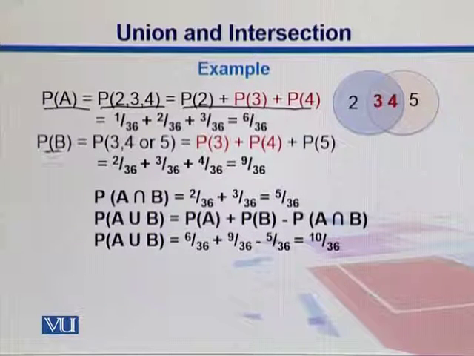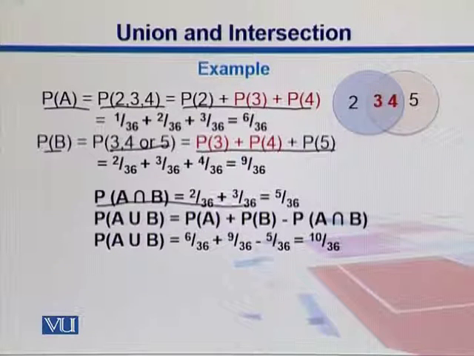In event B, the outcomes are 3, 4 or 5. We add up their probabilities and get 2 by 36 plus 3 by 36 plus 4 by 36, so in total we have 9 by 36. Their intersection is what is common amongst them. We have 3 and 4, and these two are their intersection. If we take their intersection, we have 2 by 36 plus 3 by 36, so we have 5 by 36 for the events that both of them share.